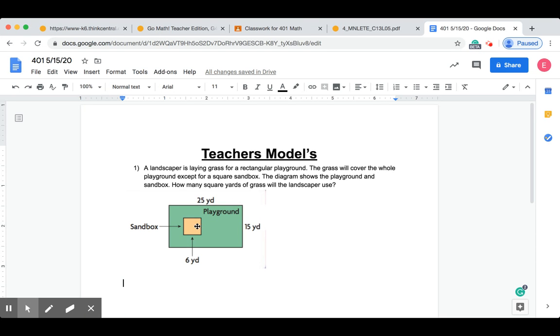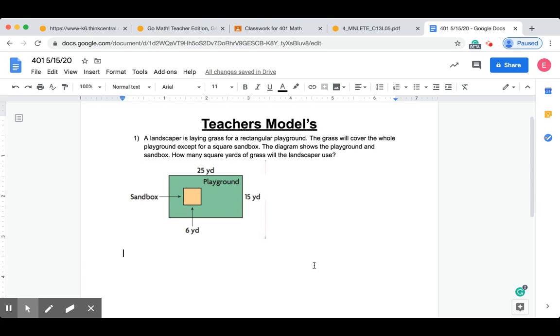Here's the picture, the diagram. Here's our sandbox, and here is our playground. Now, this problem is asking us to find the area of a square and a rectangle. So we know that our area for a square equals 4 times the side. And we know that because a square has 4 sides that are all the same length.